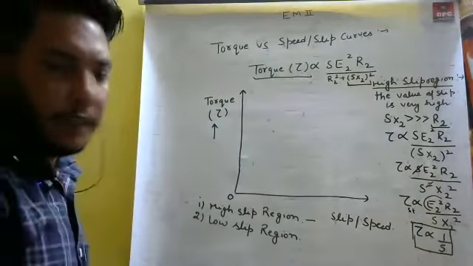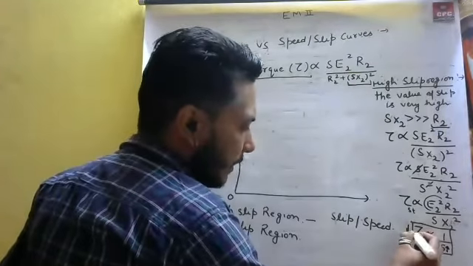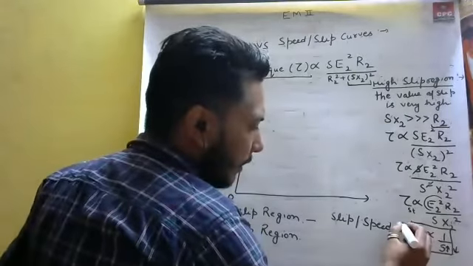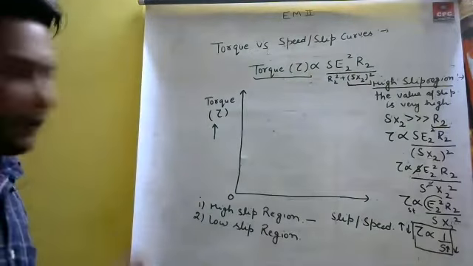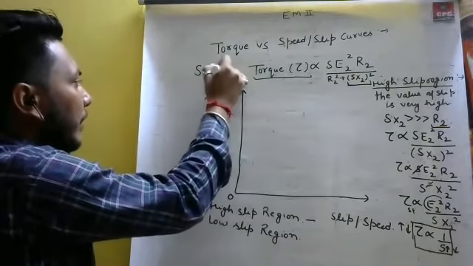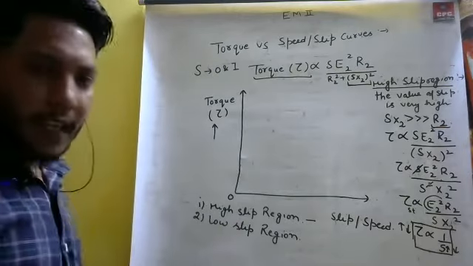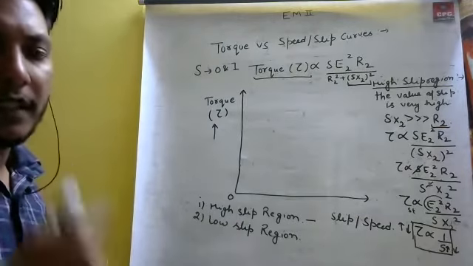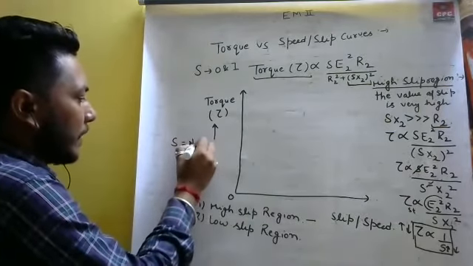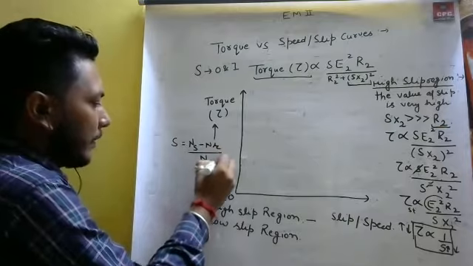From this equation, if the value of slip increases, the torque decreases. If the value of slip decreases, the torque increases. Now we know that the value of slip lies between 0 and 1. But at starting, the value of slip is 1, because the formula of slip is S is equal to (NS minus NR) upon NS.